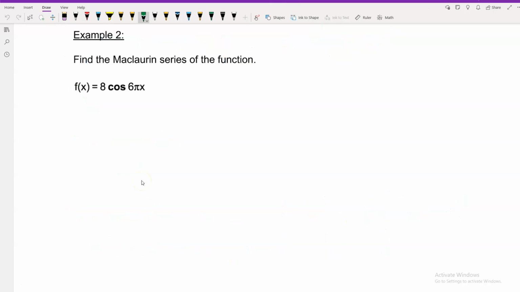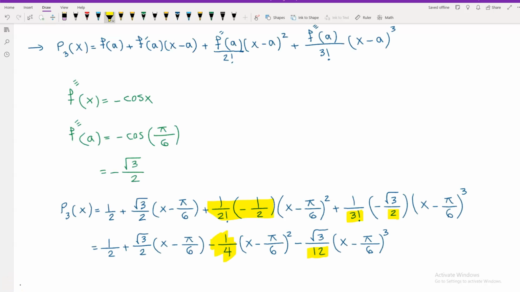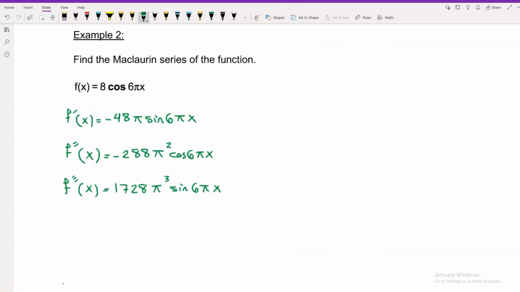Find the Maclaurin series of the function f of x is equal to 8 times cosine 6 pi x. So first, find a few derivatives of f of x. So first derivative is equal to, here we have 6 times 8, so that is 48. Here we have pi, so 48 pi times, here we have cosine, so it's negative sine.